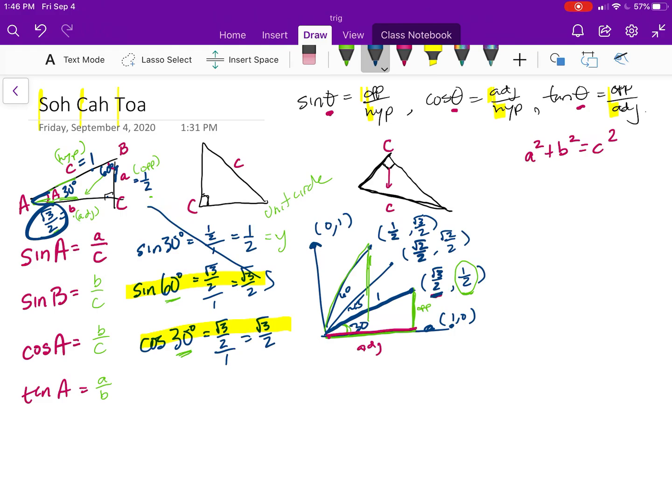Moving on, last we have tangent, a over b. That is, tangent of 30 is 1/2 over square root of 3 over 2, a over b. So one way we could divide fractions is just multiply by the reciprocal. So we get 1 over root 3 because the 2's cancel. But rationalized, you get square root of 3 over 3.